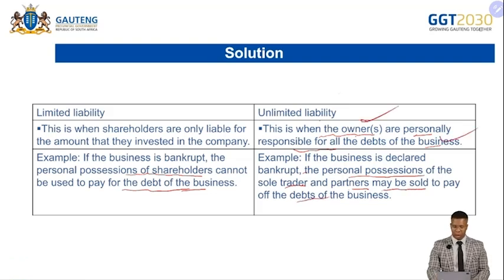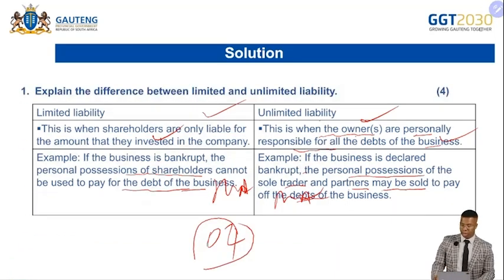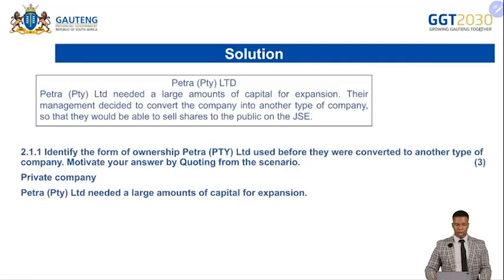So that is how you would obtain your 2 marks there, and then the maximum, and you get 4 out of 4 for that particular question. Then, as we proceed, we look into the scenario. The answer there was supposed to be private company. Why are we talking about private company? Because you are supposed to look into the name as well. Pty Ltd, and the question was clear. Identify the form of ownership Petra Pty Ltd used before they were converted.